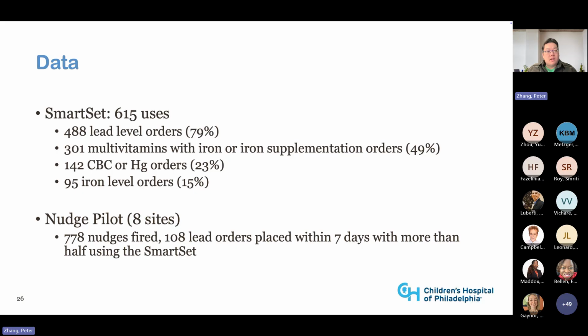Now, regarding the nudge itself, we have a total of 778 nudges fired during the pilot state in the 8 clinics. And out of these 778 encounters, 108 lead orders were placed within 7 days, and more than half of those orders were placed using our smart set.